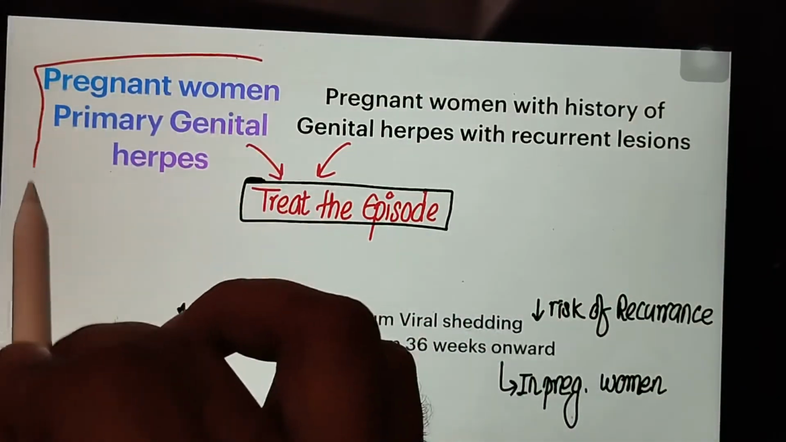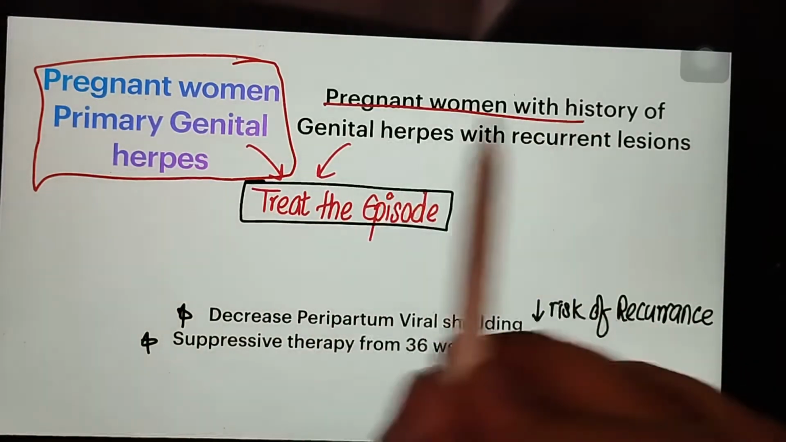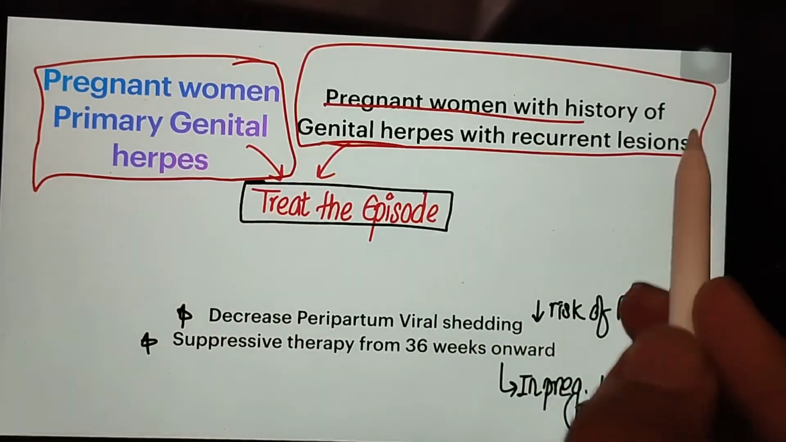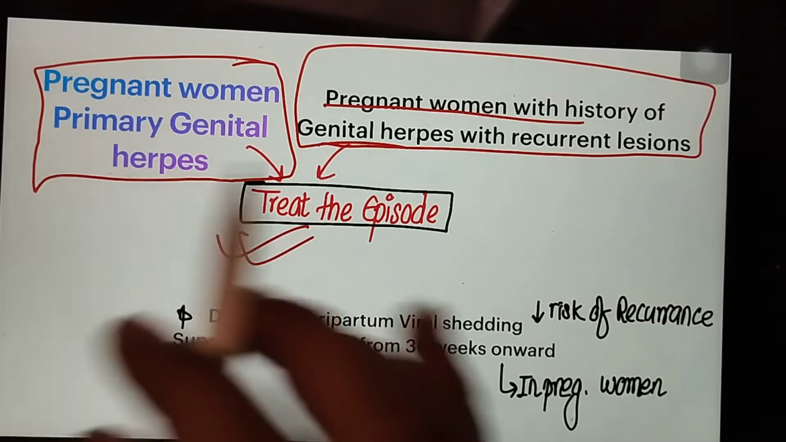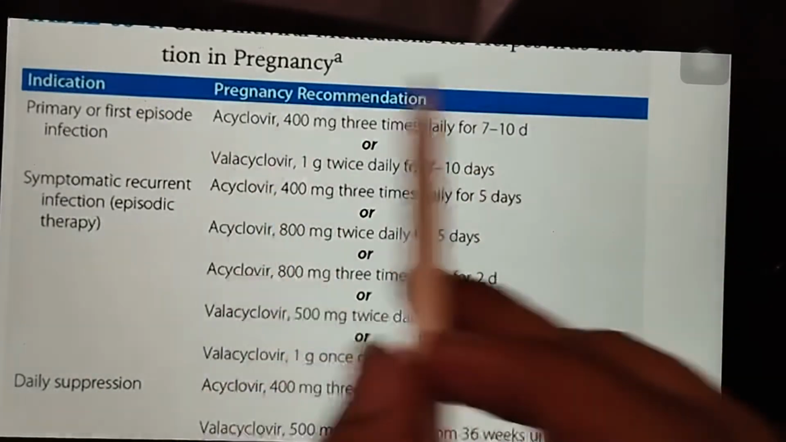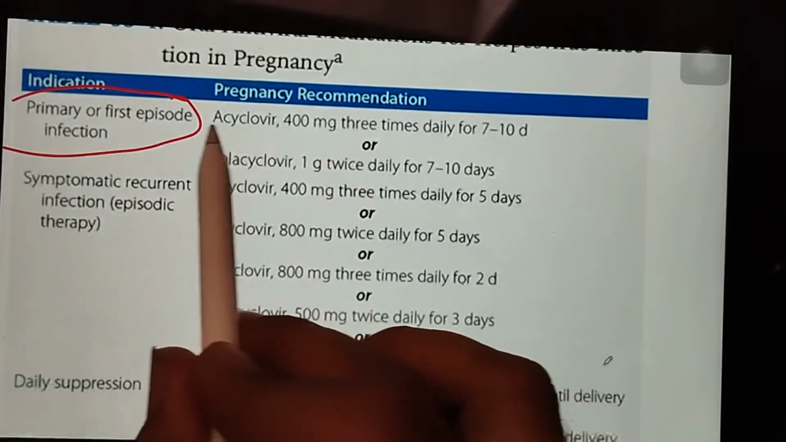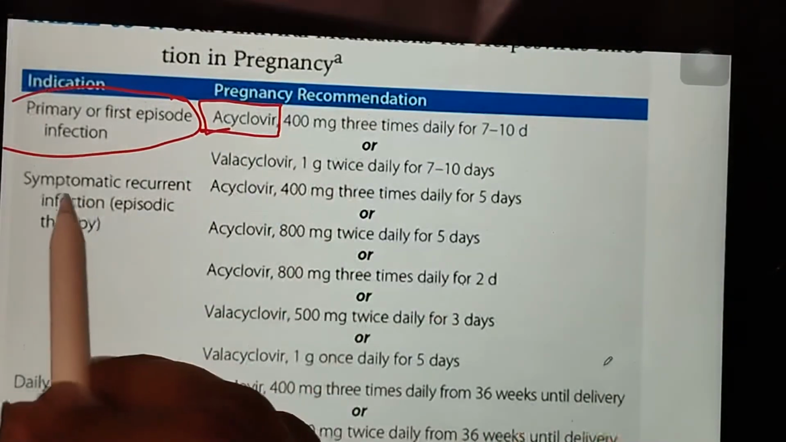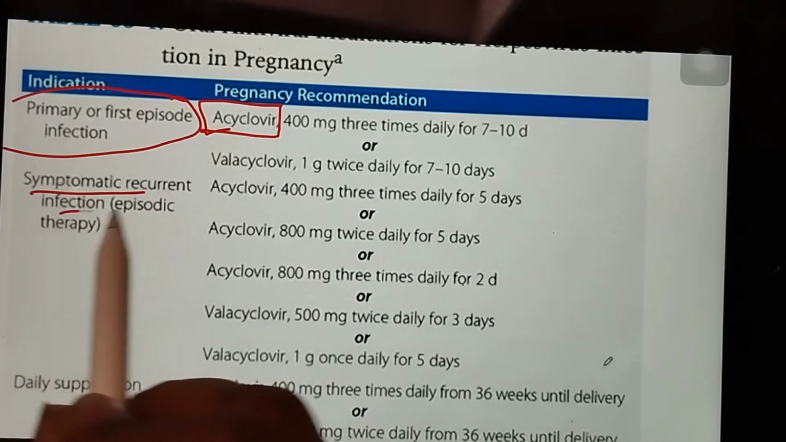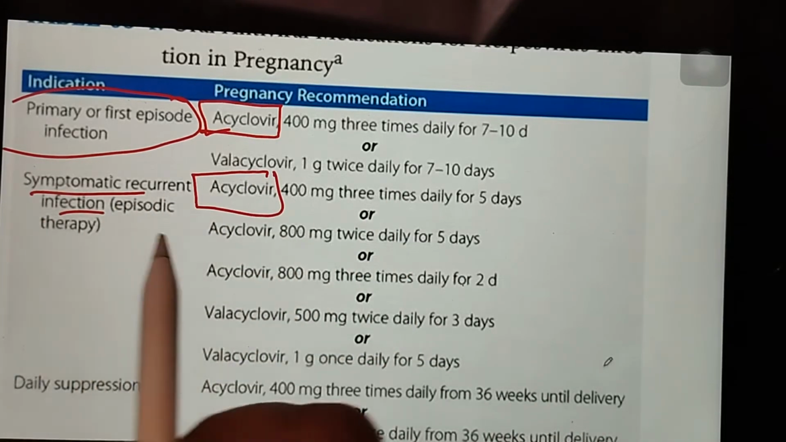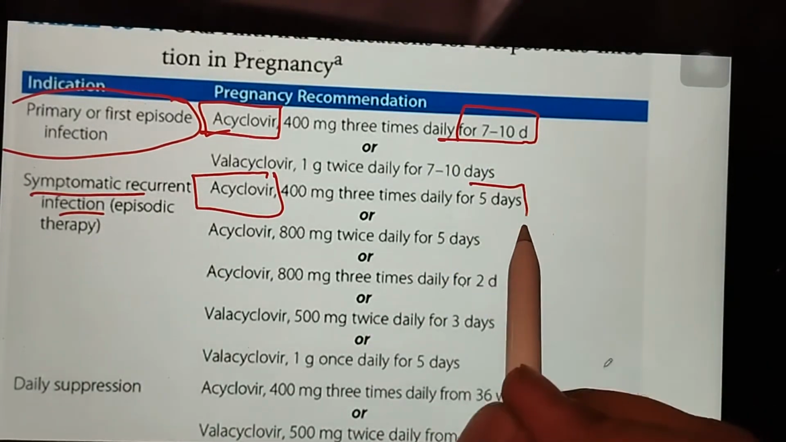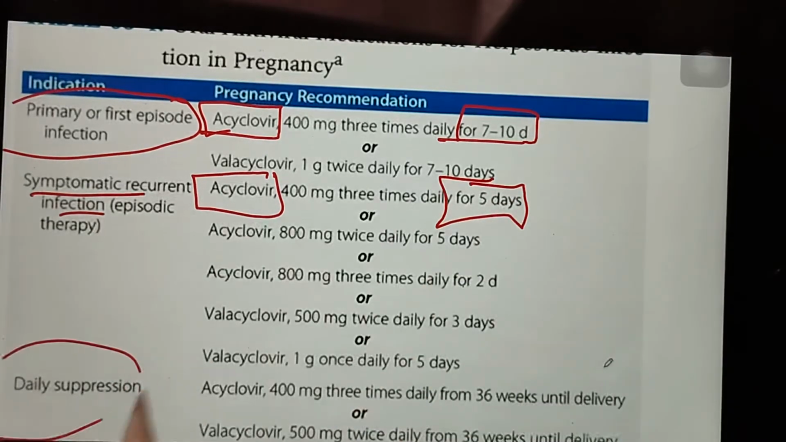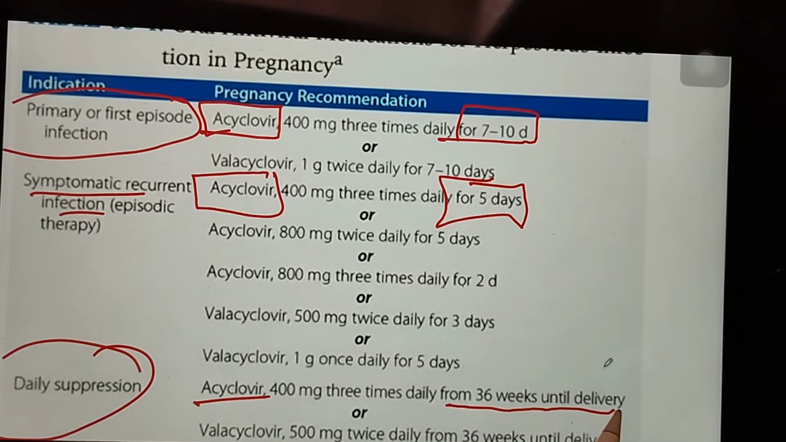When a pregnant woman with primary genital herpes, or a pregnant woman with a history of genital herpes with a recurrent lesion, comes to the OPD, then we have to treat the episode. For the treatment of the episode, for the primary or first episode infection, acyclovir can be given for 7 to 10 days, and for recurrent infection acyclovir is given for 5 days. There is also daily suppression, where acyclovir is given from 36 weeks until delivery.